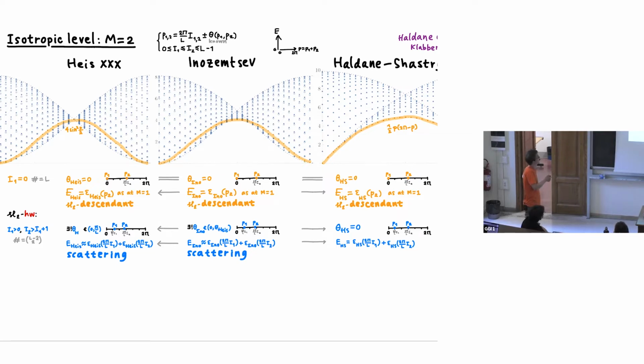Another thing that you see maybe is that here the dispersion went right through this sort of envelope of the scattering states. Here, I don't know, it starts to unfold a bit, so stuff is going to happen.